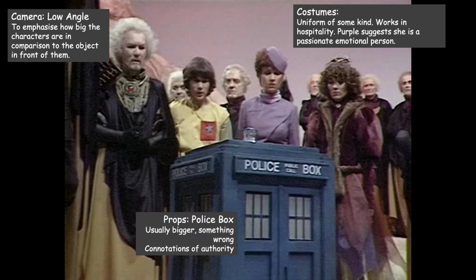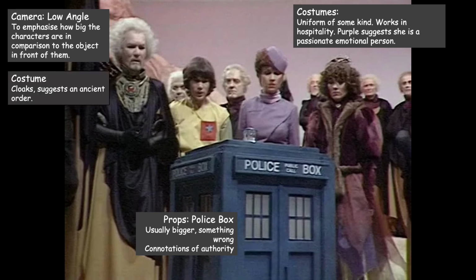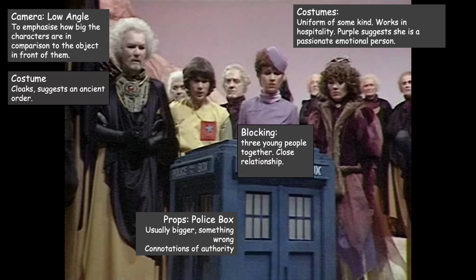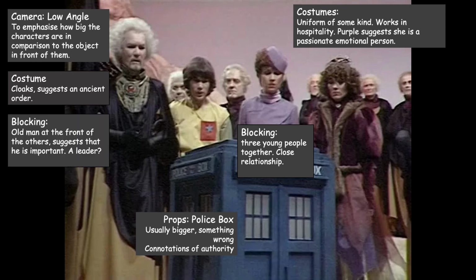Now in terms of props, we have this police box, which is usually a lot bigger than this size, so this suggests there's something quite wrong with this object, and also the police box has connotations of authority. Now his costume would suggest some kind of ancient order. It's very monk-like. Now these three people, in terms of blocking, are placed quite closely together, which shows that they do have a close relationship to each other.